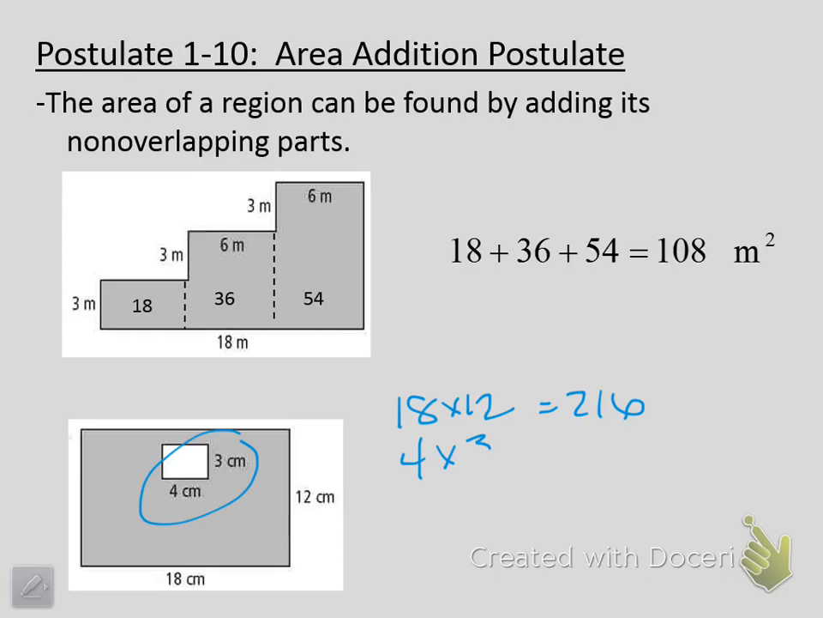Okay, now let's take the area of this. So 4 times 3 to get 12. Okay, so if we're trying to cut out this piece right here, all we have to do is take 216 and subtract that 12 from it to find the area of the shaded region. So 216 minus 12, it should give you 204. Oop, this is centimeters. Centimeters squared.